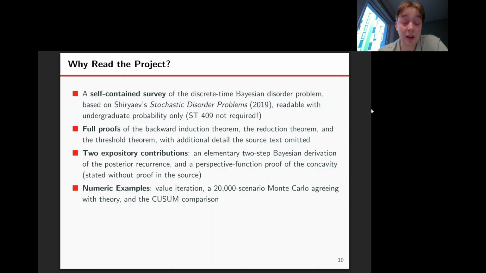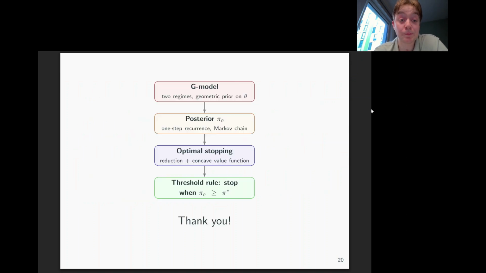I also go into more depth about the numerical examples that we use. For example, I kept mentioning today about how we calculate pi star from value iteration. Well, there's the algorithm for that in the paper. I go more into detail about the 20,000 simulation Monte Carlo estimation, which we also show agrees with theory, as well as digging deeper into some comparisons with different variants, namely the Q-sum variant.